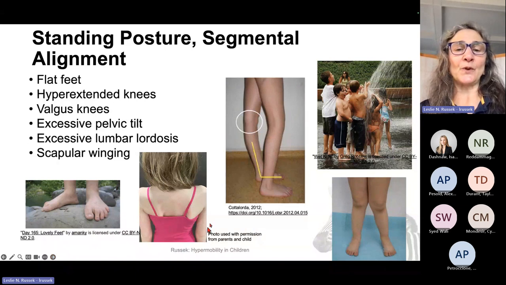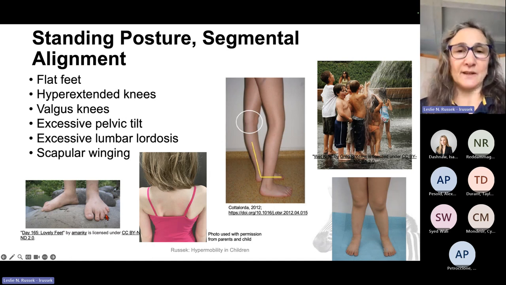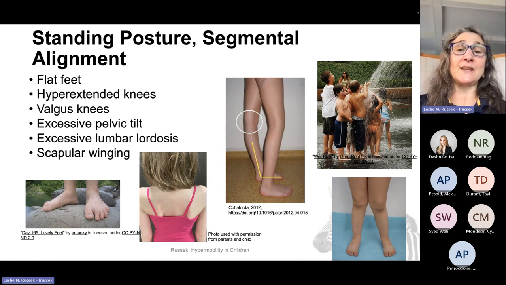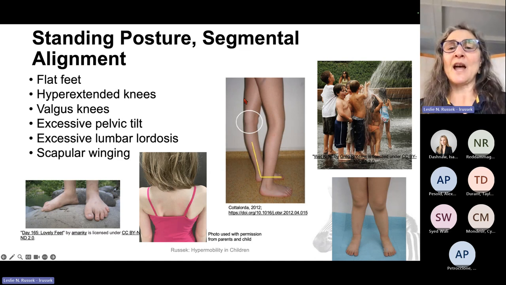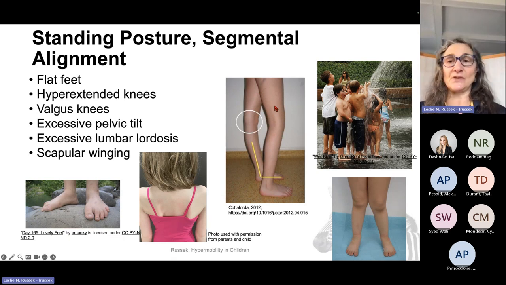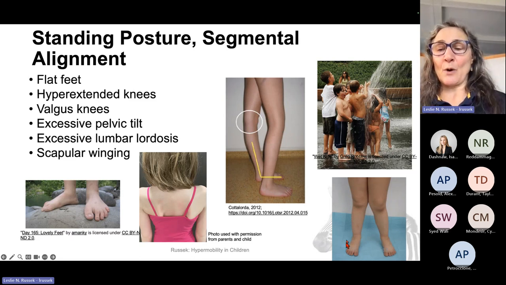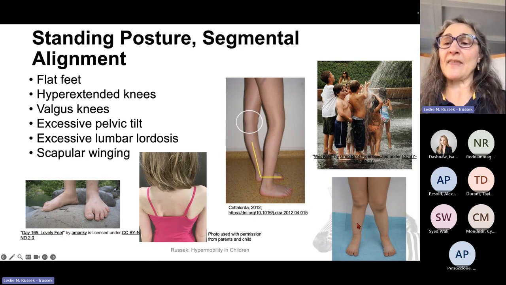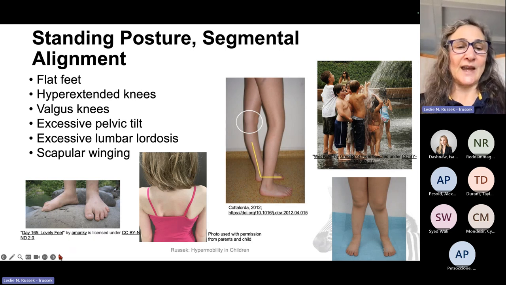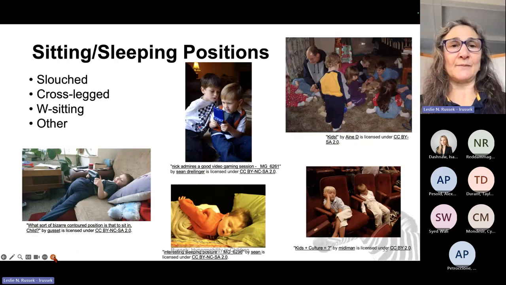Standing posture is helpful. So are their scapulae winging, feet flat? Flat feet will run up the kinetic chain and cause problems with the knees and the hips and the low back. Hyperextending the knees. Kids tend to do this because it requires less muscle effort. You don't have to activate your quads or your glutes. How easy is that? But then, of course, they're stressing their knees. Genu valgus, a bit more problematic because you can't correct that voluntarily. And we see a bunch of kids with excessive lordosis. And these extreme segmental alignment positions can contribute to pain.